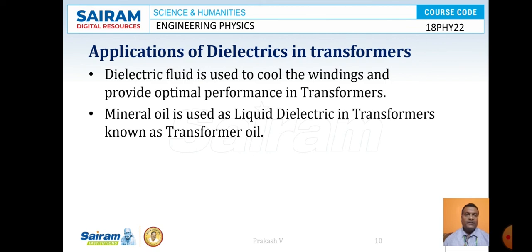So in order to prevent this damage, the transformer oil, that is a mineral oil, is introduced between the coils. So this will act as a cooling agent and it will protect the transformer even when it is operating at 3 kV, that is 3000 volts. So that's the main application of dielectrics in case of transformers. So transformer oil is used as a cooling agent in transformers. So this is what the application of dielectrics in transformers is about.